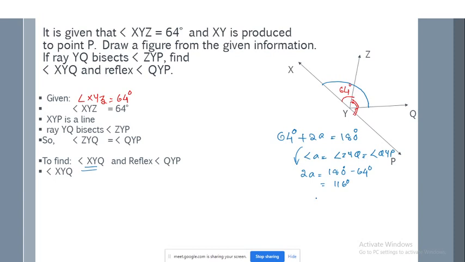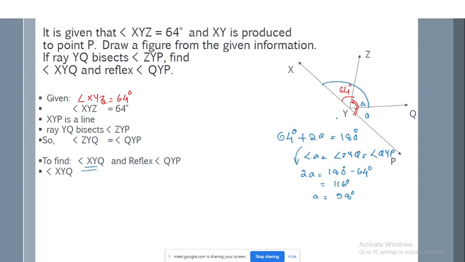And here we need angle XYQ. Angle XYQ is equal to angle XYZ plus angle ZYQ, ma'am. That is 64 plus 58, which is equal to 122 degrees, ma'am. So that's how Harika arrived at her reasoning, and it's correct.